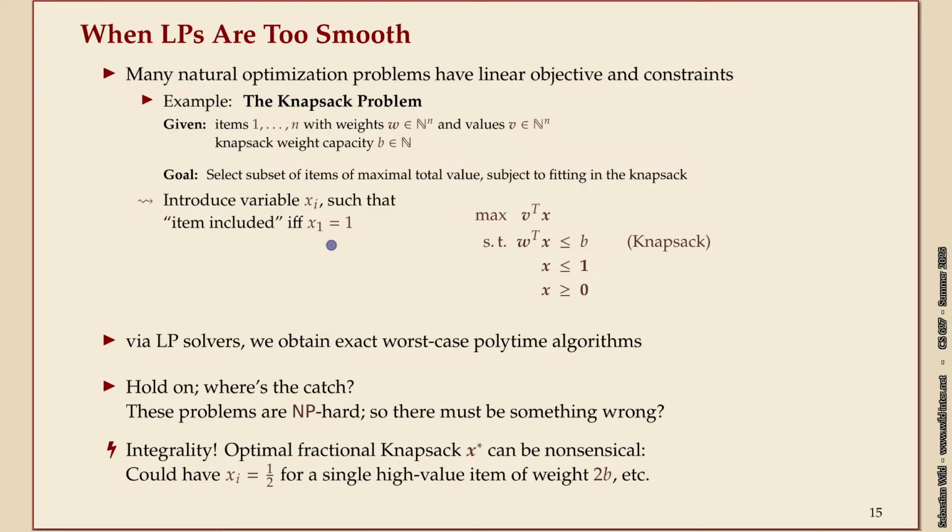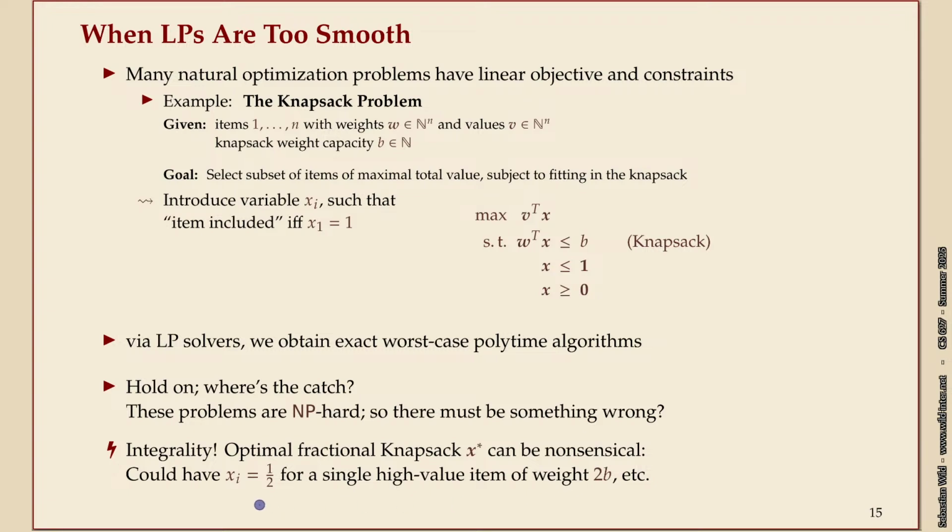When we set up this LP, or when I set it up for you, what we really had in mind is that these x_i should be either 0 or 1. You can either include the item or not. But the LP doesn't have that notion. It's a variable between 0 and 1, but it can be any real number.